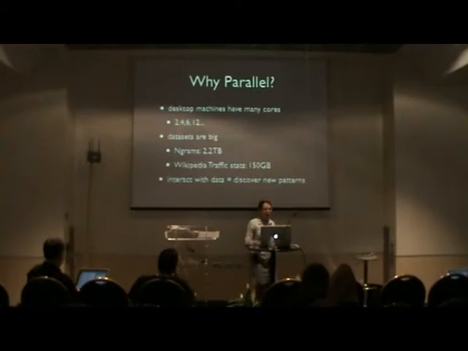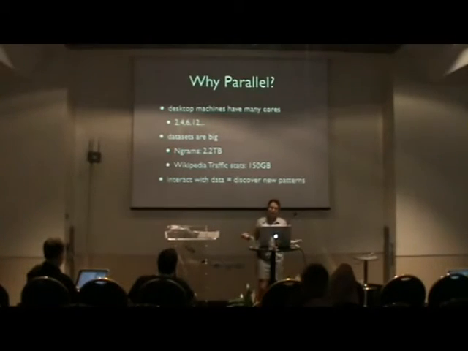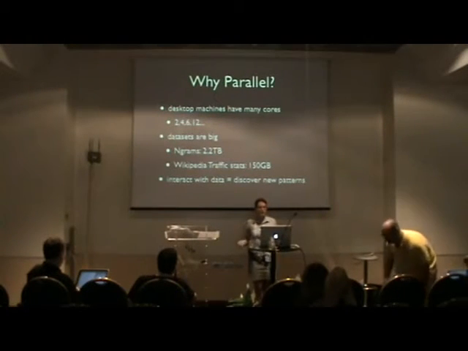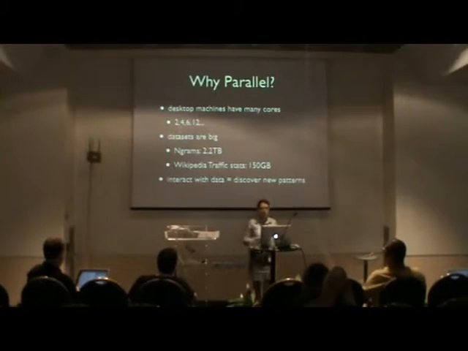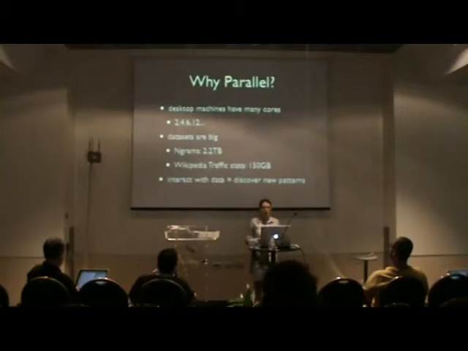So now, why parallel? Desktop machines these days have many cores, 2, 4, 6, 12, hopefully more and more. And by fully using these cores, you can gain speed up if you're doing visualization. Moreover, datasets nowadays are getting bigger and bigger, and people are tackling the problem of visualizing and analyzing datasets that are too big to fit in memory on your local machine.